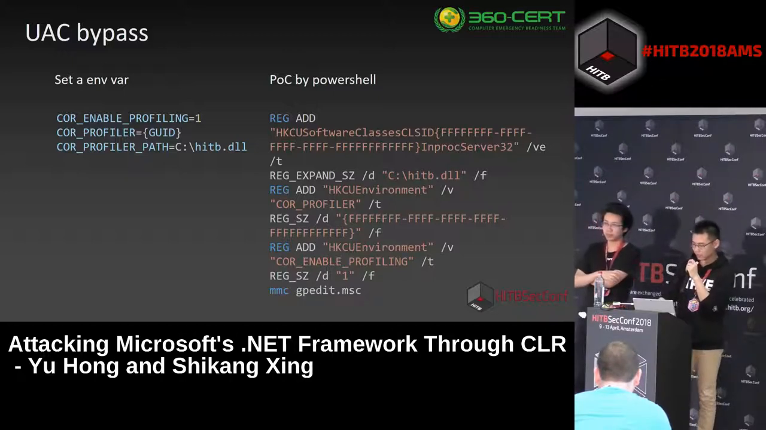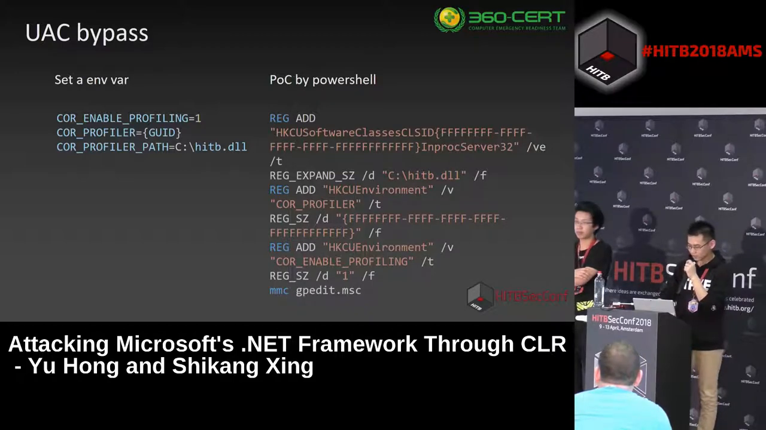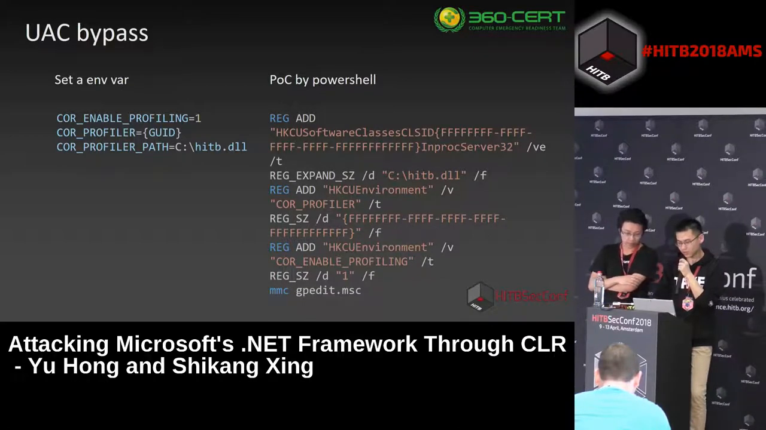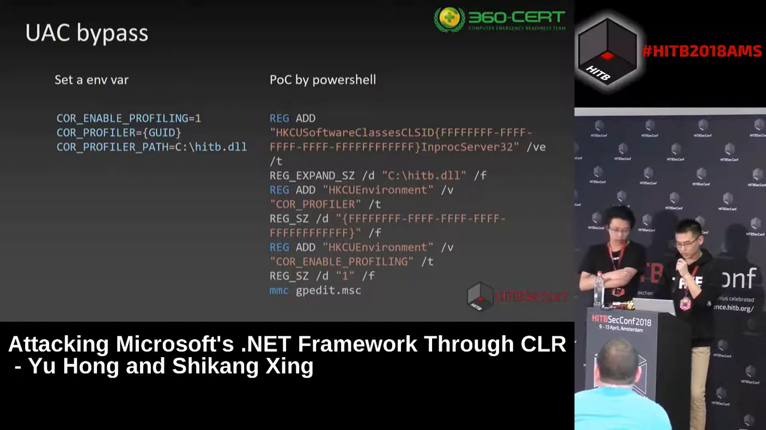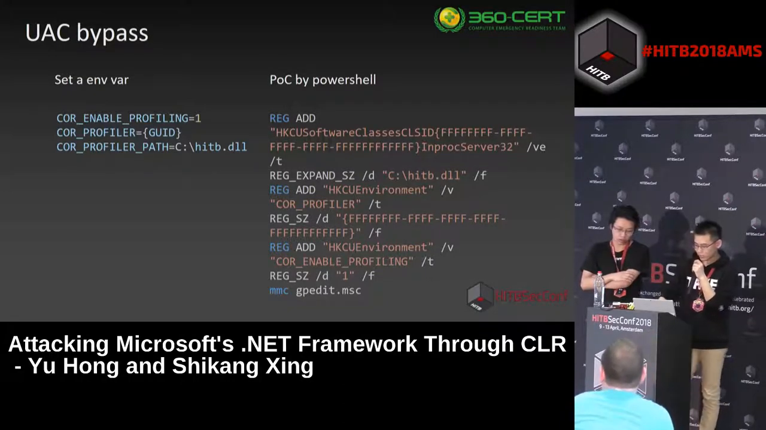Okay. In order to make a .NET application load our DLL, we need to set an environment variable. In a real attack, we just need to find an executable that is auto-elevated and uses the .NET CLR to load our profiler DLL. MMC is great as an example. In this case, we use mmc, not only mmc, and there are other usable ones. And we will show the others in the demo video on the next page.